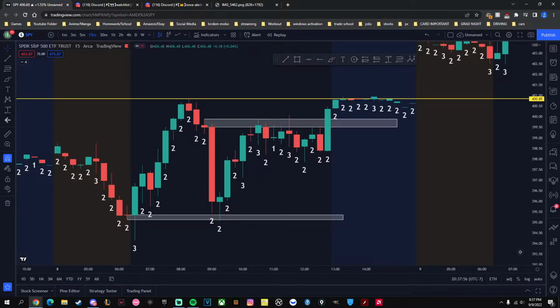So what exactly are zones? Zones are just areas where lots of unfilled orders are at. So every time price retraces back to the zone and retests it, the zone gets weaker and weaker since more and more orders get filled.